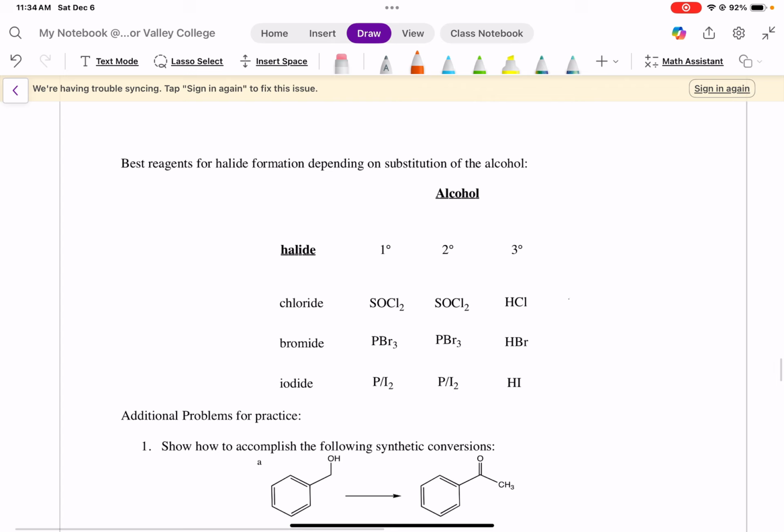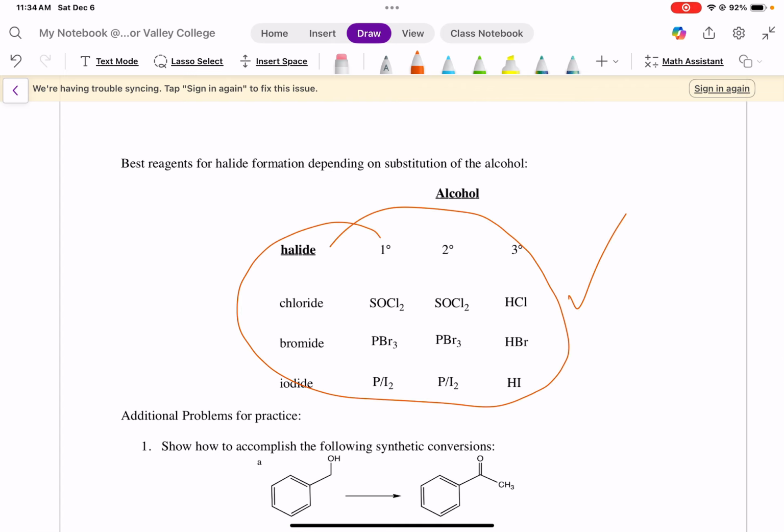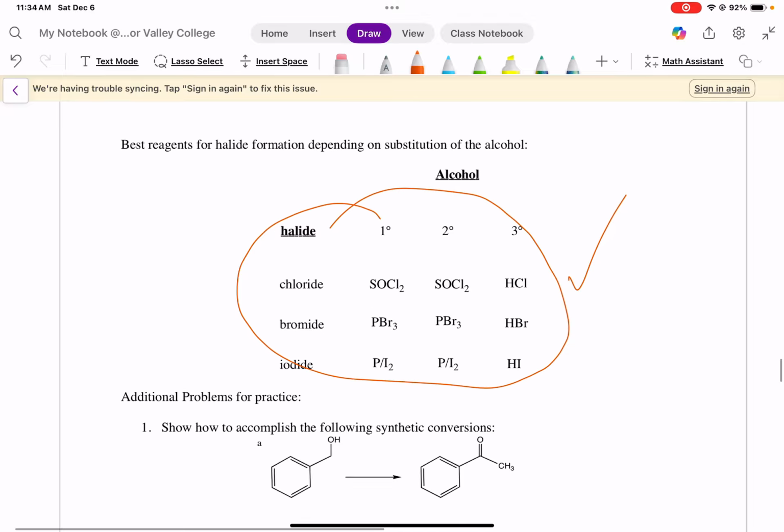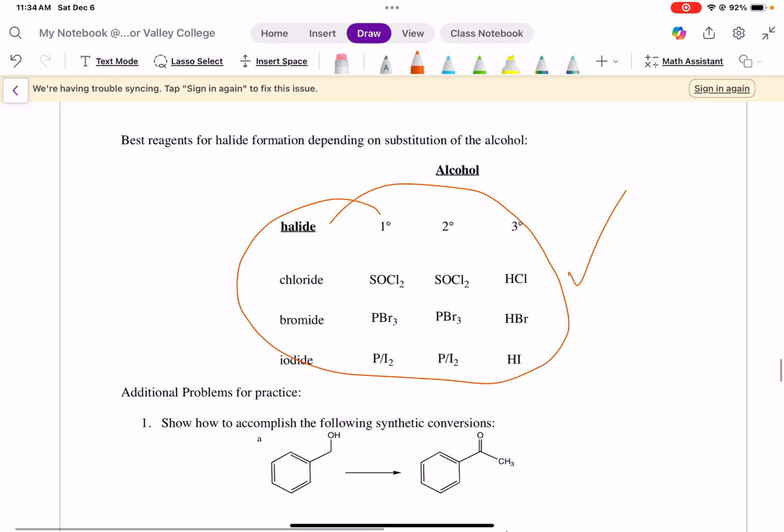Here are some of the summary of substitutions, for different types of alcohol, primary, secondary, or tertiary, and what's best to use. Notice for tertiary, we use acid because it's simple, SN1 replacement. So we use acid, HCl, HBr, or iodide.